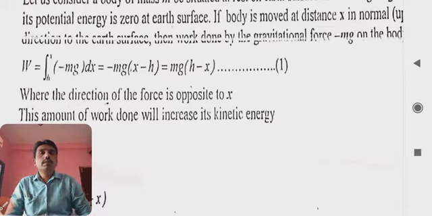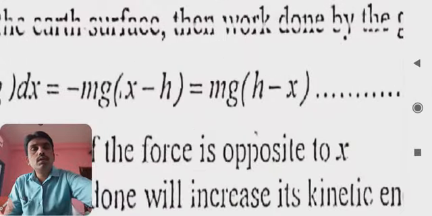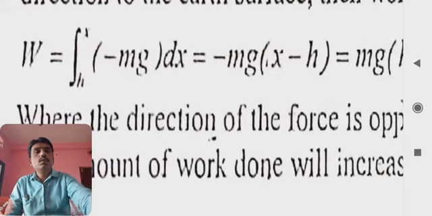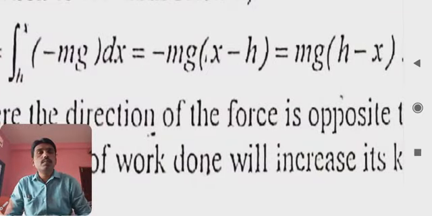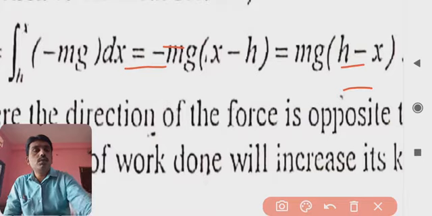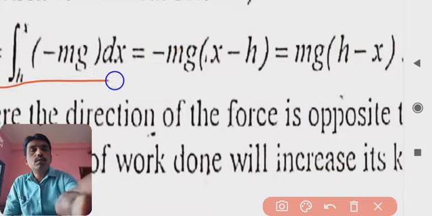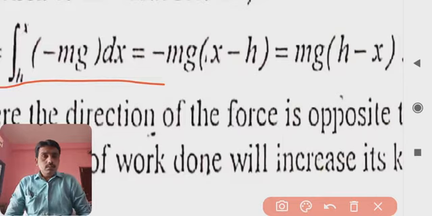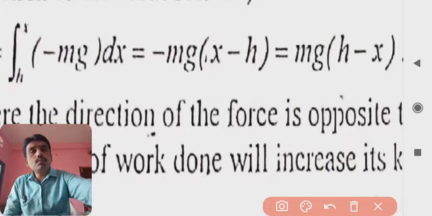The work done when the body is moved in the upward direction, the total work done from the height h to x, involves integration. If you look carefully, it gives W is equal to the integral from h to x of minus mg dx. If you resolve this, it is minus mg times (x minus h), and if we take the minus sign inside, that gives me mg into (h minus x), and this is how the relation comes.